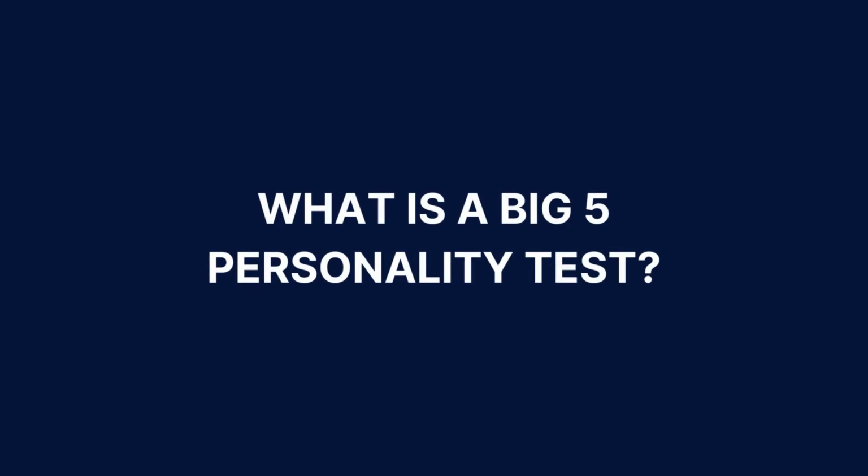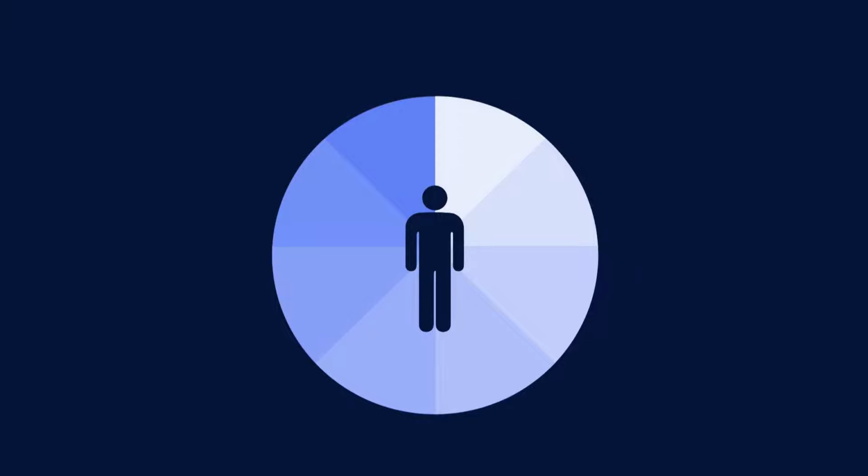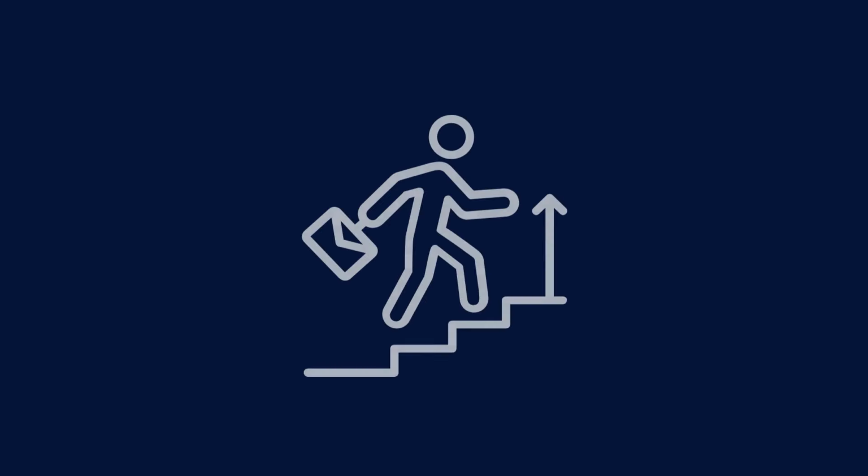So what's a Big 5 personality test or assessment? These assessments focus on the 5 dimensions of openness, conscientiousness, extroversion, agreeableness, and neuroticism. These characteristics are thought to be the most important and universal aspects of personality. It's widely used due to its versatility across contexts such as personal development, education, and business.